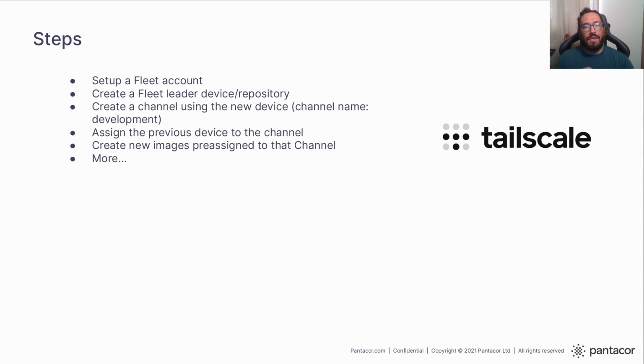interface. And then we are going to create an image that is pre-assigned to the same channel, and all the devices that get that image are going to automatically get all the Tailscale configuration to be connected in the same network. And for the example, we only have two, but that could be hundreds of devices connected via Tailscale without any more configuration than just starting the device.